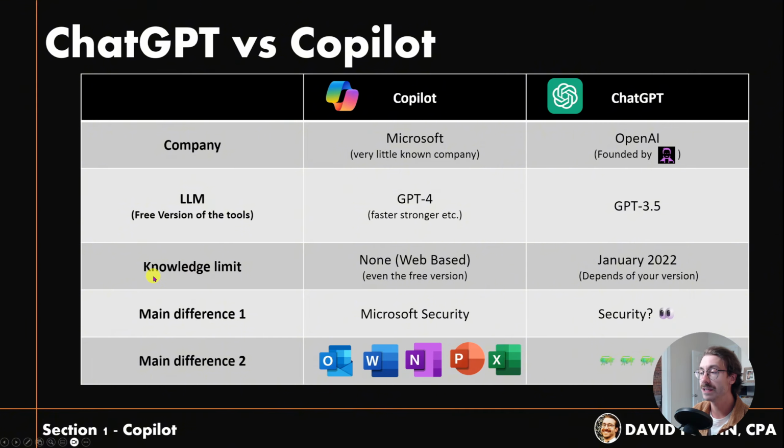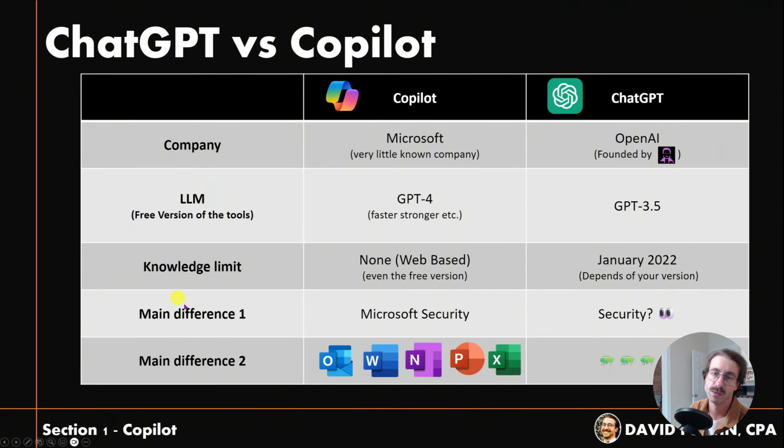Then for the knowledge limit, what is really interesting is that Copilot is web-based. So Copilot is using the Bing search engine, so basically the Google of Microsoft, to make searches through the web, while ChatGPT has a knowledge limit as of January 2022, and it depends on your version. If you don't pay for ChatGPT and you go with your first 10th prompt or something like that, you're going to use GPT-4o, which is actually using the Bing search engine as well to search the web, but then you'll have to pay if you want to keep going. With Copilot, it's always free. It's going to search with the Bing search engine, and it's always going to be web searching.